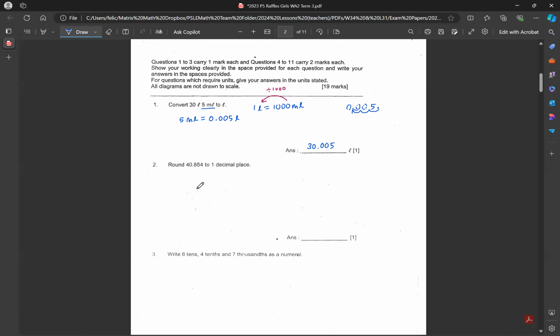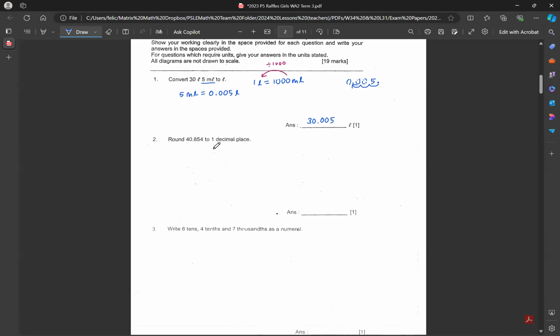Okay, let's move on to question 2. Round this to 1 decimal place. Notice that you have 3 decimal places at this point. When you round off to 1 decimal place, identify the first decimal place, and the number on the right-hand side must be checked to see whether it can help 8 to level up or not. 5 is a strong number, so yes, 8 can level up to become 9. So your answer is simply 40.9.